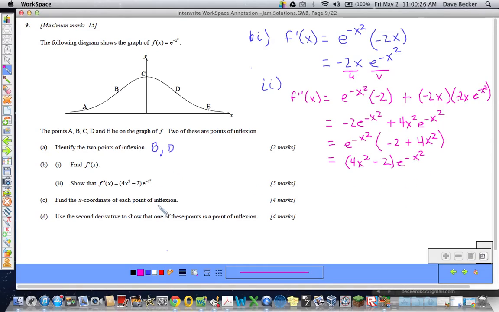Okay. Part c. Find the x-coordinate of each point of inflection. Well, the point of inflection occurs, again, where we go from concave up to concave down, or concave down to concave up, a change in concavity.